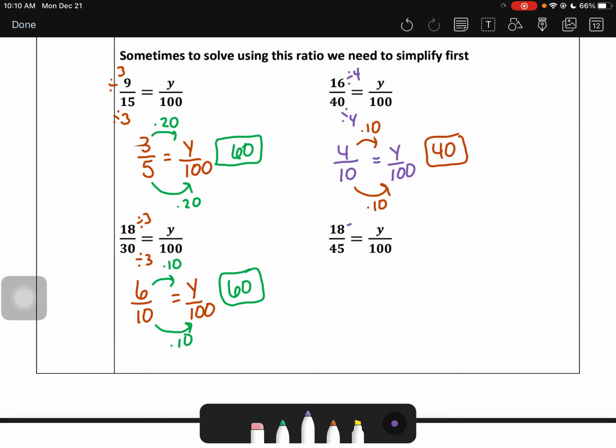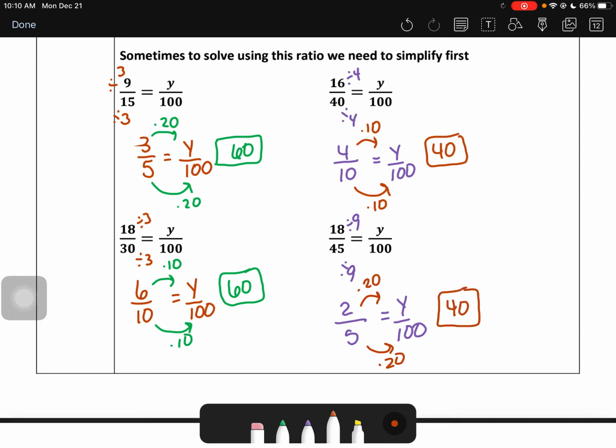In the next example, if we divide these both by 9, we'd have 2 over 5 is equal to y over 100. And then we know that 5 times 20 is equal to 100. So 2 times 20 would be 40, or 40%.